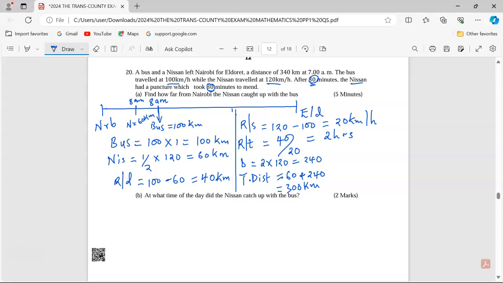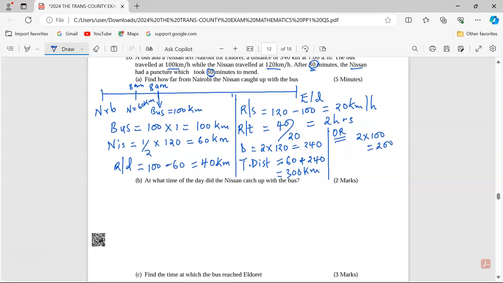We can talk of an alternative. By the time they are catching up from 8 a.m., the bus is also moving for 2 hours at a speed of 100. The bus will cover 200 kilometers, speed times time. And the bus had initially covered 100. Therefore, the total distance covered by the bus from Nairobi will be 200 plus the initial 100, giving us again 300 kilometers. So that is still the distance from Nairobi to the catching point.